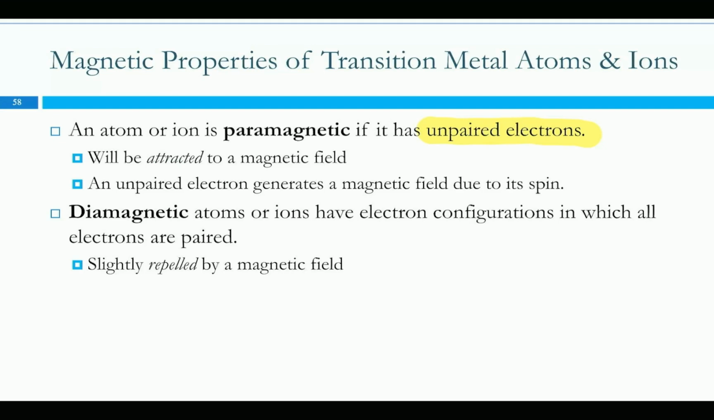Now, diamagnetic atoms or ions have electron configurations where all of their electrons are paired, and they're actually slightly repelled by a magnetic field, which is not something that you really see because it is very slight. In diamagnetic atoms, electrons are paired. And this is where you really have to draw orbital diagrams to see it.